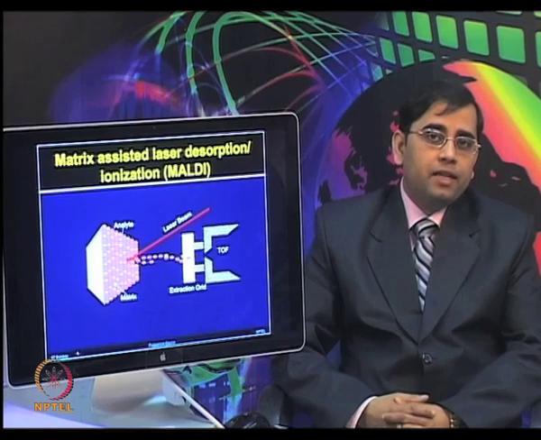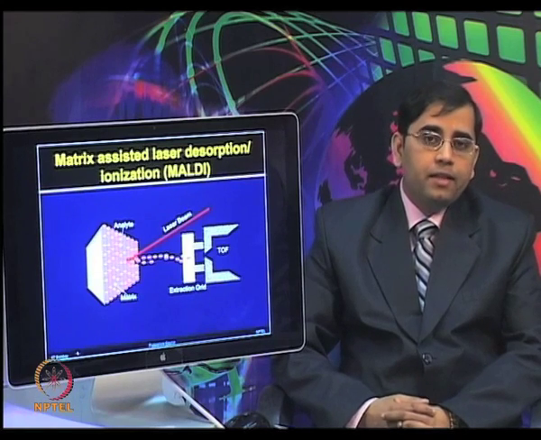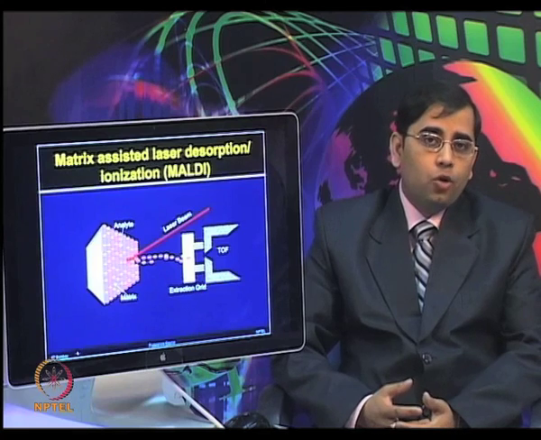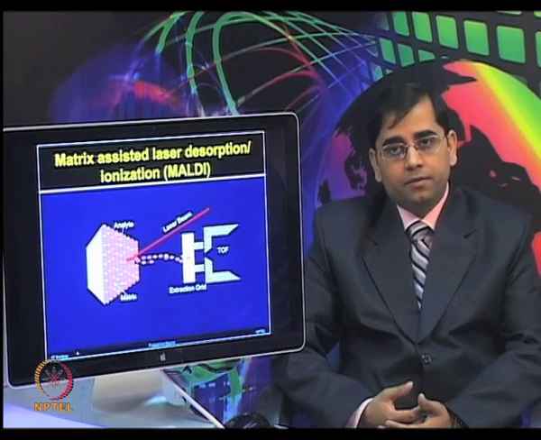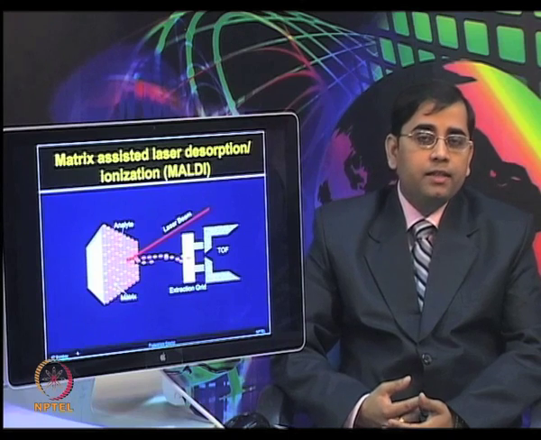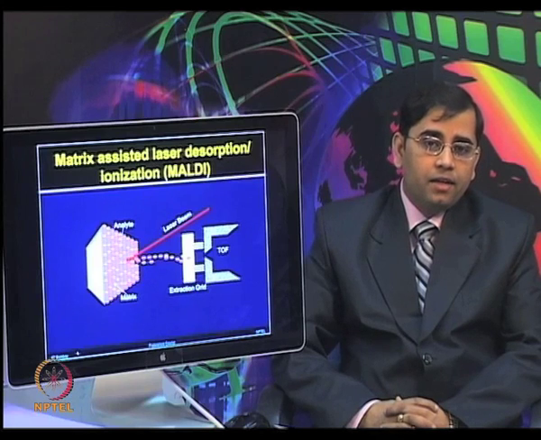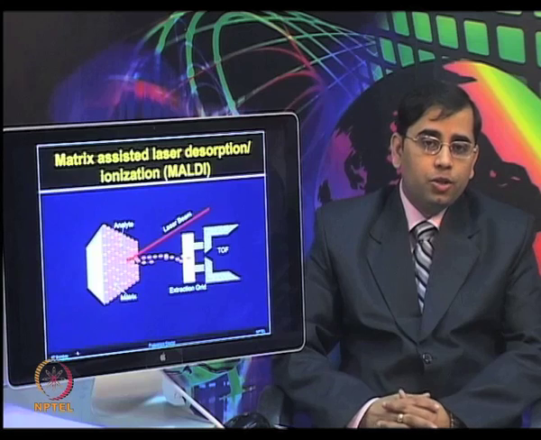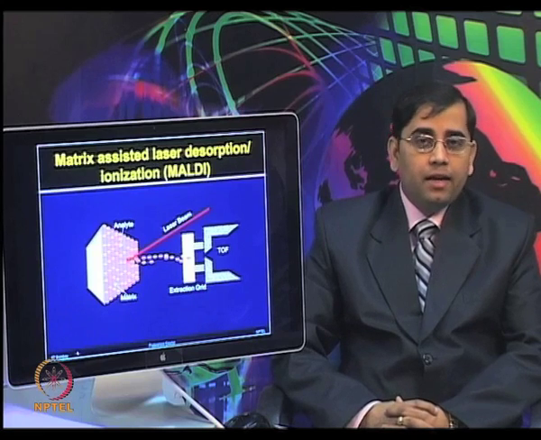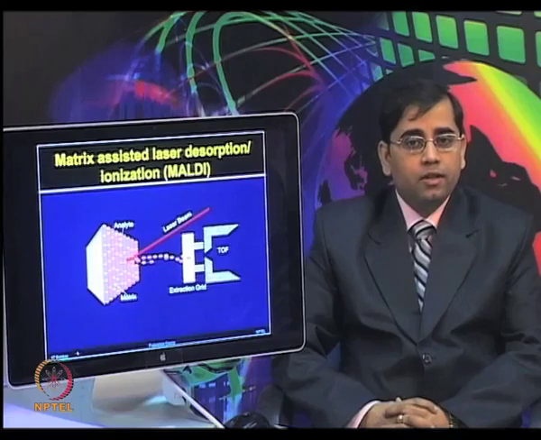Once you have selected a matrix for the experiment, then the analyte and matrix can be dissolved in an organic solvent, after which it can be placed on the metallic target. As you can see in the slide, the first left section shows you how to place the analyte and matrix together on the sample plate.